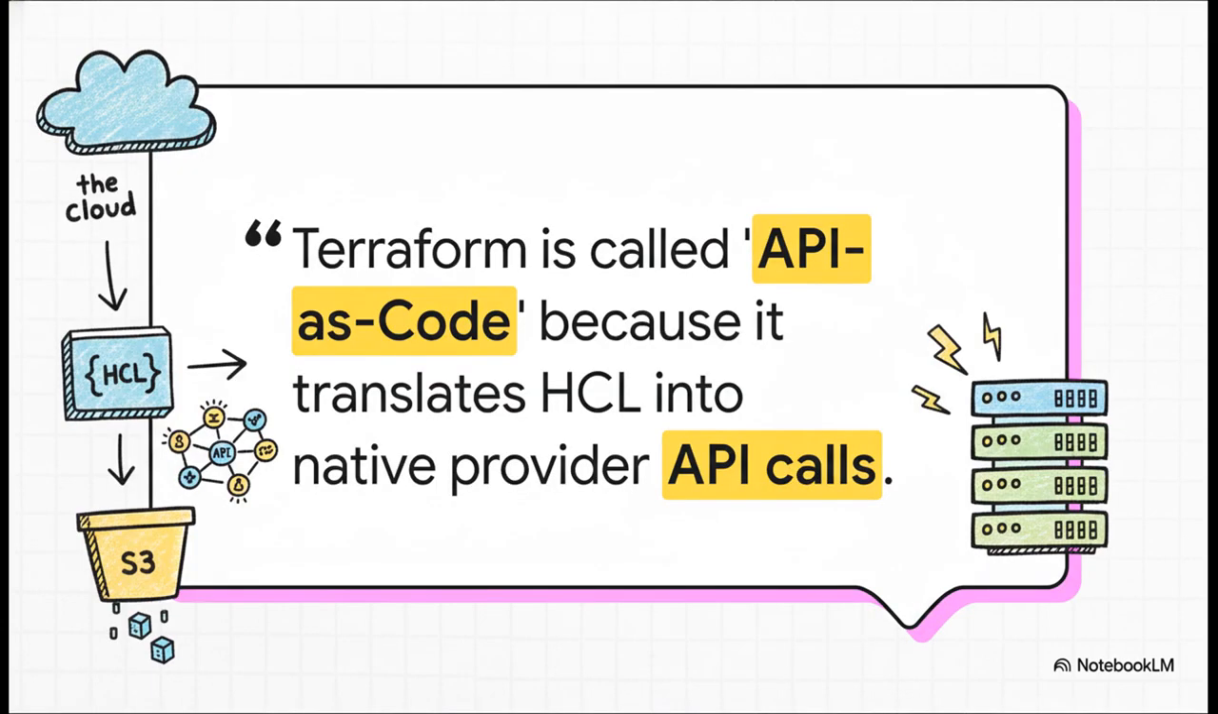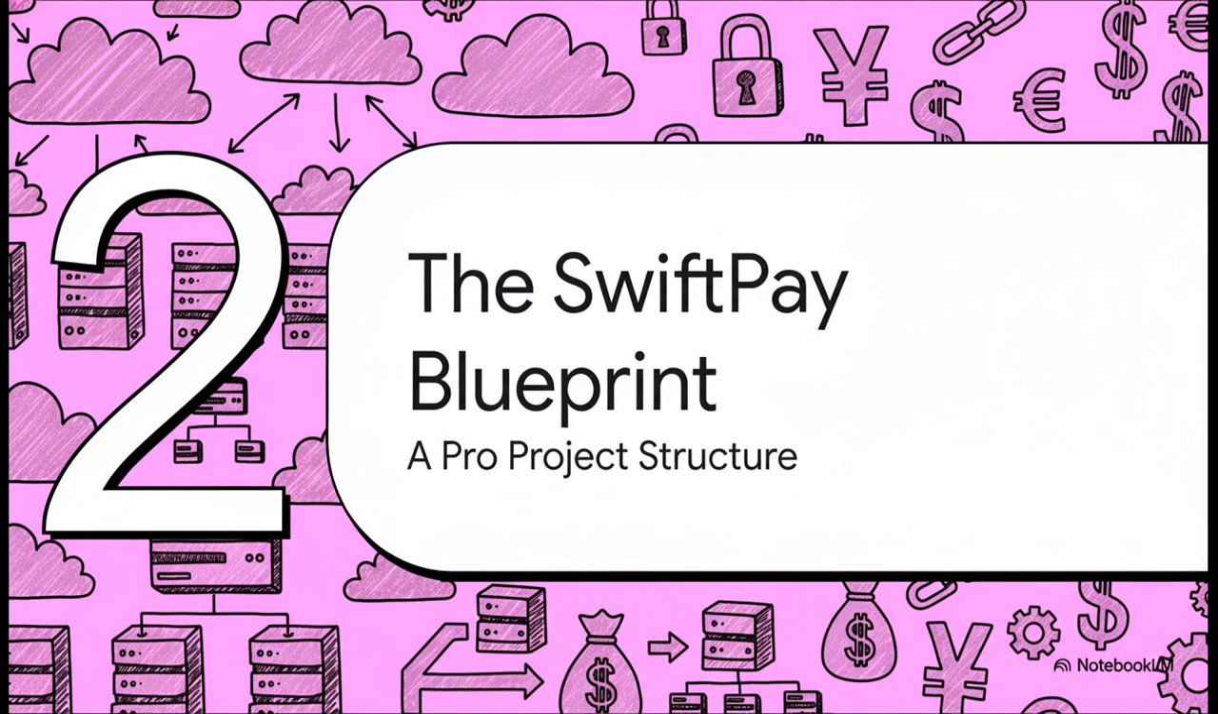Okay, so lean in for this one, because this is a key interview tip. Terraform is API as code. What does that mean? It means when you define an S3 bucket in your code, Terraform isn't secretly generating a CloudFormation template behind your back. No, it translates your HCL directly into the raw AWS API calls needed to create that bucket. It's a native speaker. It's talking directly to the cloud's API, which is what makes it so incredibly powerful and flexible.